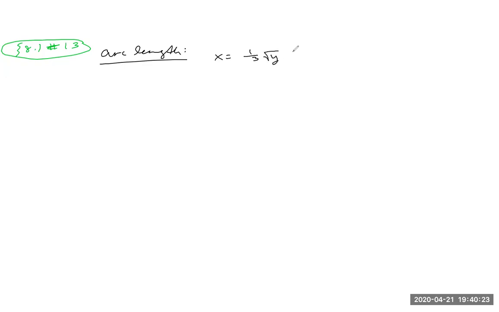All right, so section 8.1, number 13, I wanna change that to black. I'm gonna find arc length. And the curve that we are given is x equals 1/3 square root y times the quantity y minus 3. And that's for y being between 1 and 9.